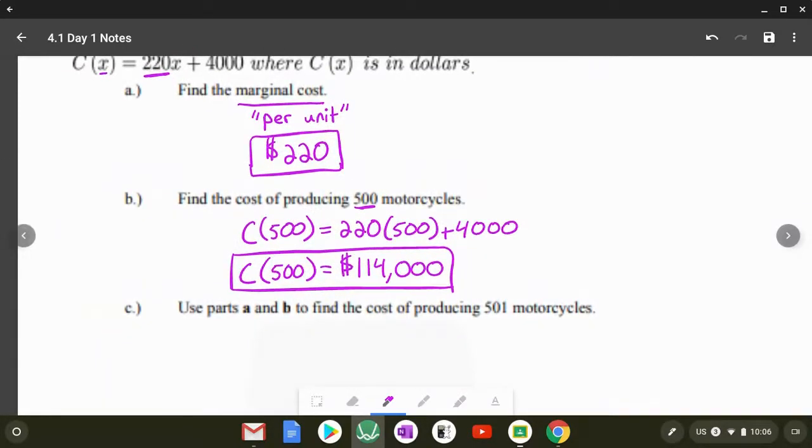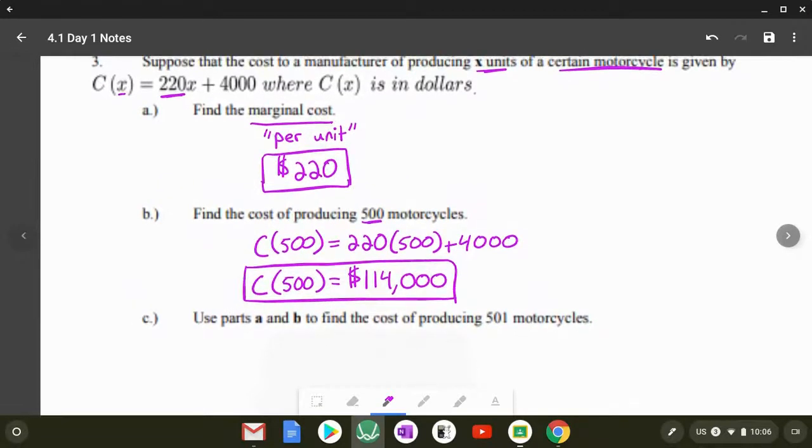Now, for part C, it says using parts A and B, read very carefully. Because you are using parts A and B to find the cost of producing 501 motorcycles, we have to read the instructions carefully, we cannot just plug in 501. Now, if it didn't have that part to the instructions, you could just plug it in. However, because it says using parts A and B, we have to think and we have to show our work that we are using parts A and B.